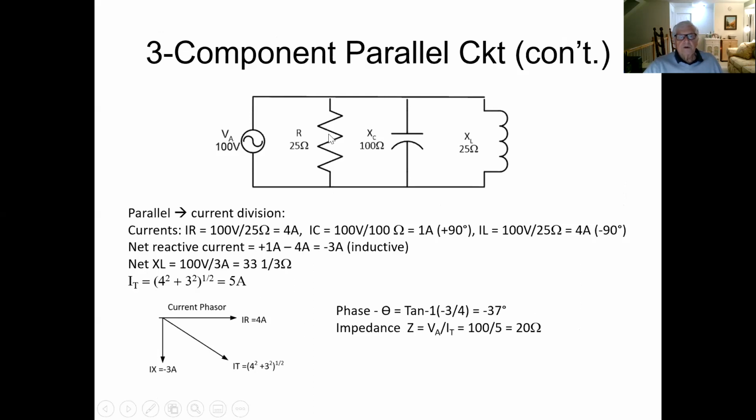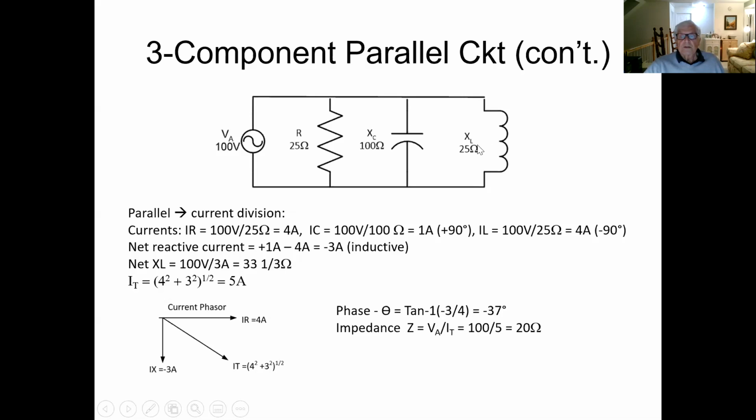Okay, first thing, current division. Across the R, it's just 100 divided by 25, 4 amps. Across the capacitor, it's 100 divided by 100, we get 1 amp at plus 90 degree angle. Across the inductor, it's 100 divided by 25, or 4 amps, but at a minus 90 degree angle. So the net reactive is plus 1 amp capacitive and minus 4 amps inductive, so we get minus 3 amps inductive.